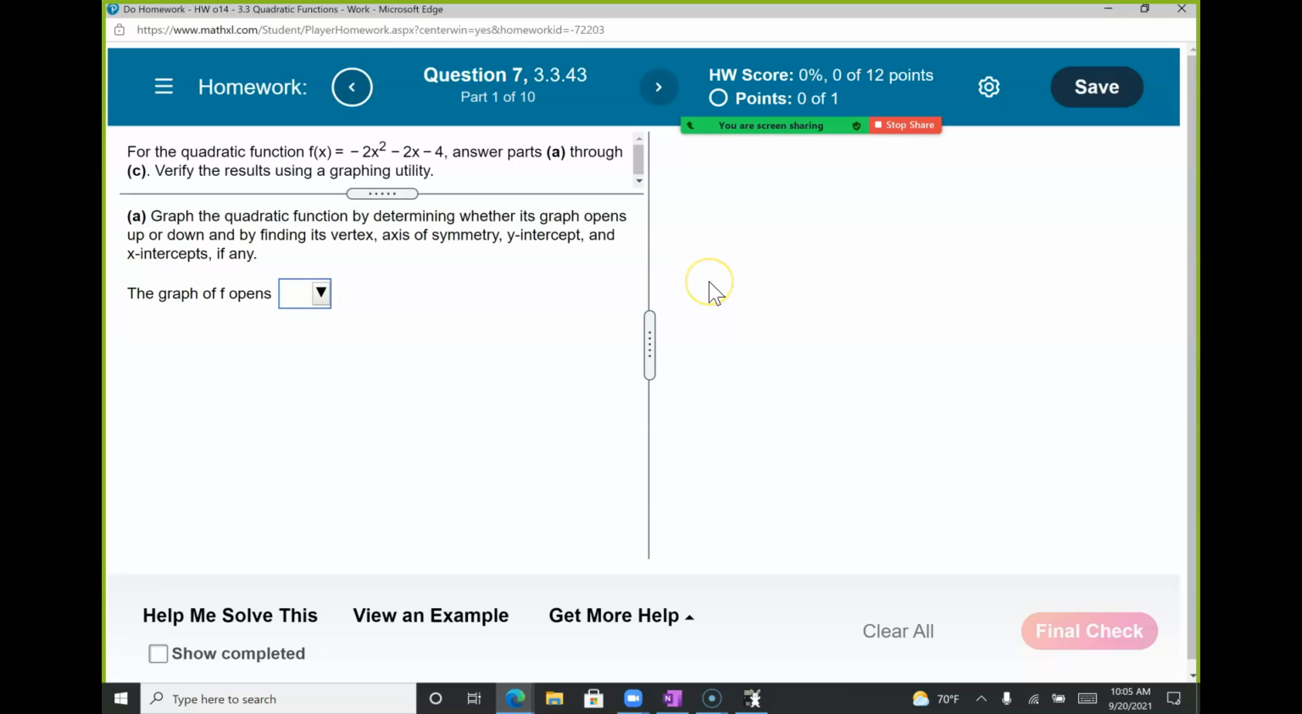So let's do this quadratic, and let's answer everything. Let's anticipate what they're going to ask. They're going to ask for a, b, and c. They're going to ask, does the graph open up or down? They're going to ask for a y-intercept, x-intercepts, the vertex, the domain, and the range.